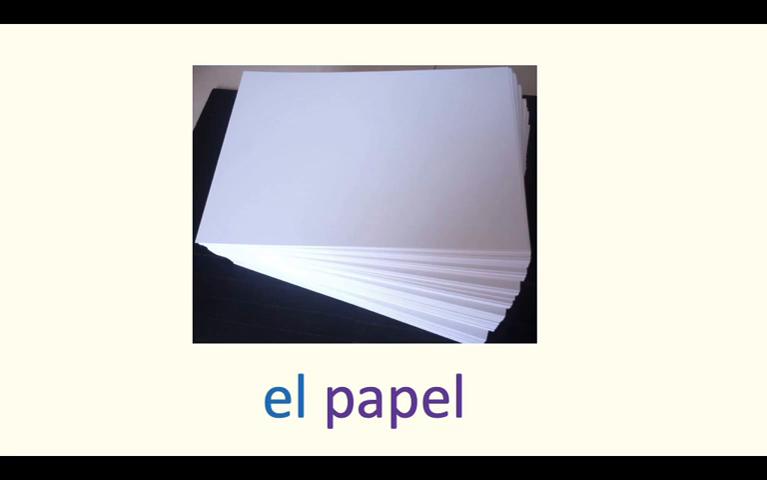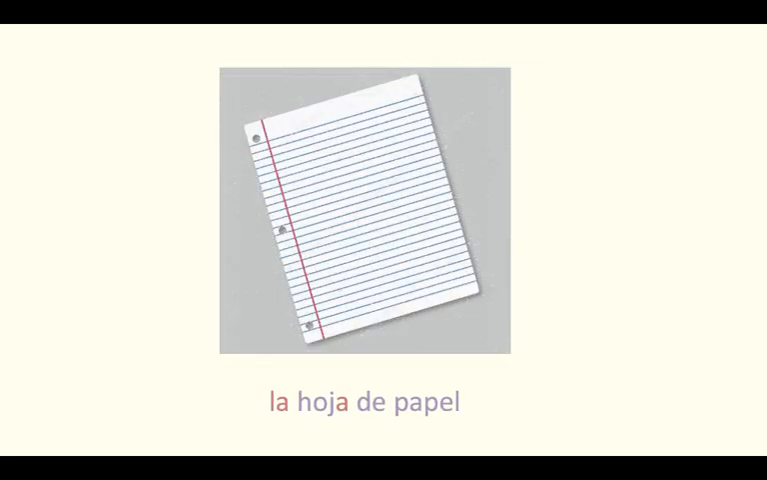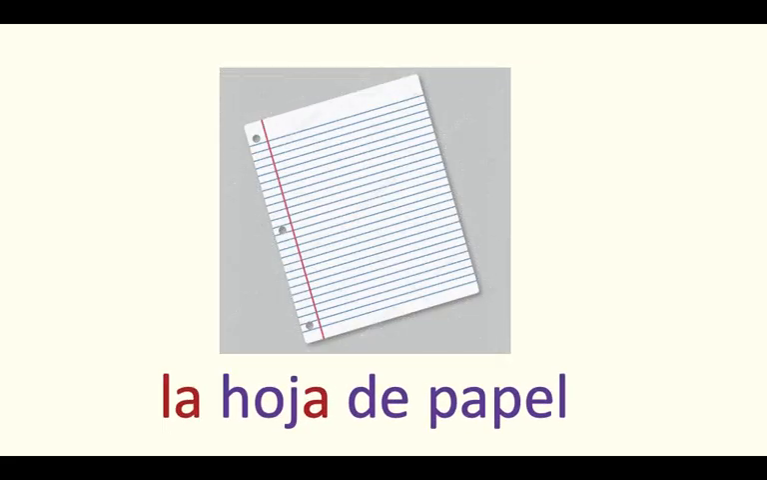Repita, el papel. El papel. The paper. Repita, la hoja de papel. La hoja de papel, which means the leaf or the sheet of paper. Hoja is actually what you would call a leaf on a tree, an hoja. La hoja de papel. Get that ch sound in for that J, and the H is silent. One more time. Hoja.